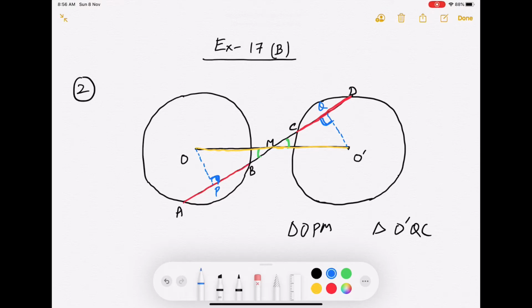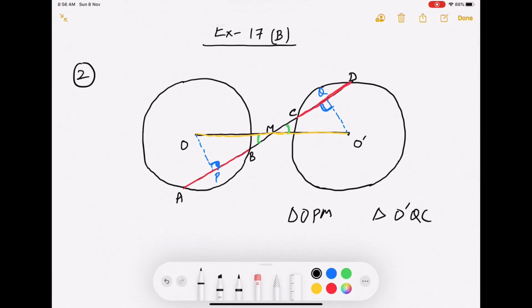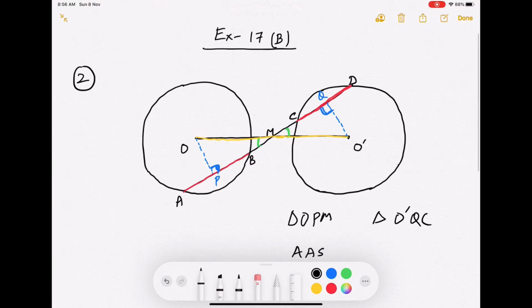So let us look at what are the equal things which we have. We have two angles which are equal, right? Two angles and one side. So can I say that using angle side congruency, triangle OPM is congruent to triangle O dash QM. This should be O dash QM, right? Okay, so having proved this using angle side congruency, now I can imply from this that OP will be equal to O dash Q because of CPCT.